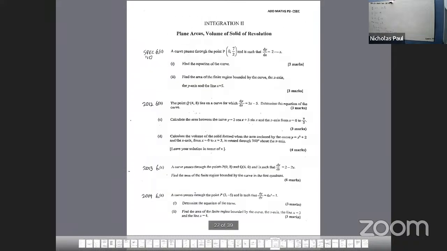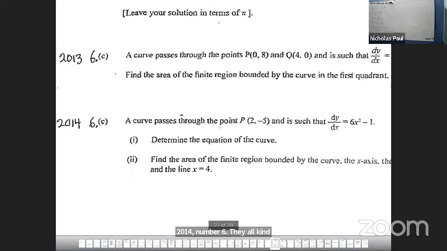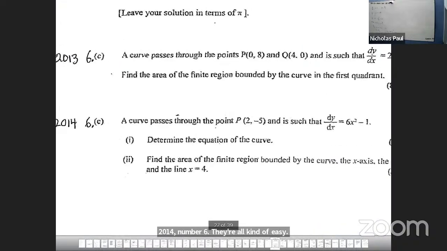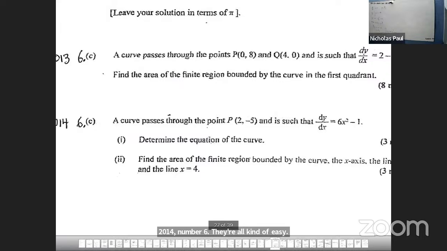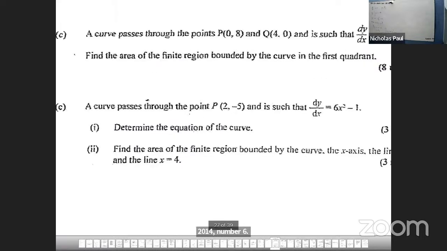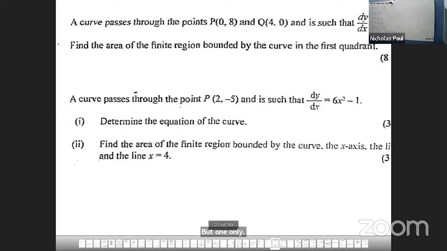I'd like to give you another one. Try 2014 number 6. They're all kind of easy. 2014 number 6, part C, part 1 only. Right, let's check online.